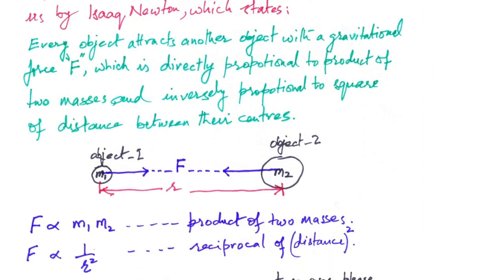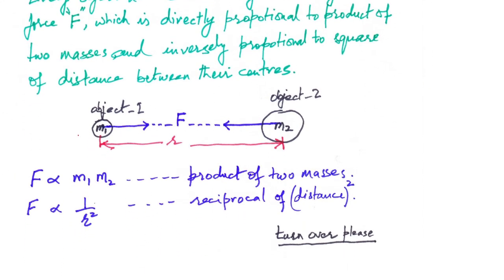Let us suppose a smaller object, 1, of mass m1, and a larger object, 2, of mass m2, and they are at a distance of r meter from each other. Remember, the distance between their centers is r. Then the universal law of gravitation says that the force is directly proportional to the product of the two masses. So we are going to write down F is proportional to m1 multiplied by m2.